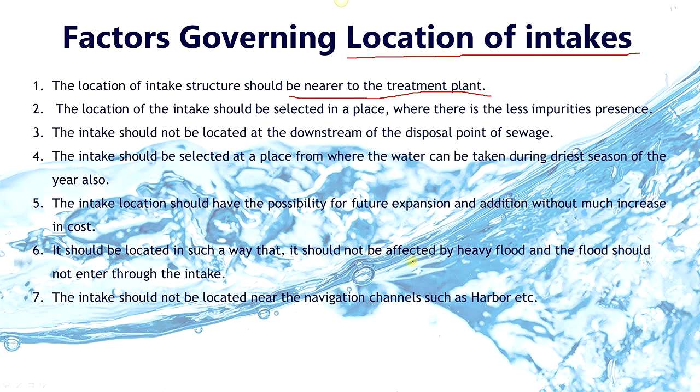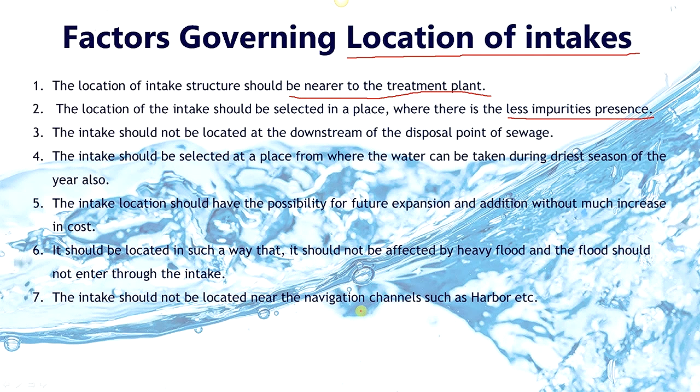The location of the intake should be in such a place where there are fewer impurities present in the source. Our intention should be that we get purer water from the source. It should be found at what part of the source the water is purer than other parts of the source. So at the purer zone we need to install the intake structure.